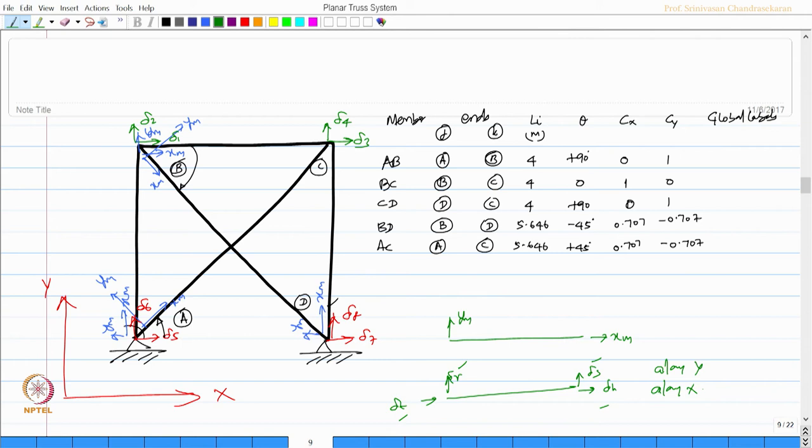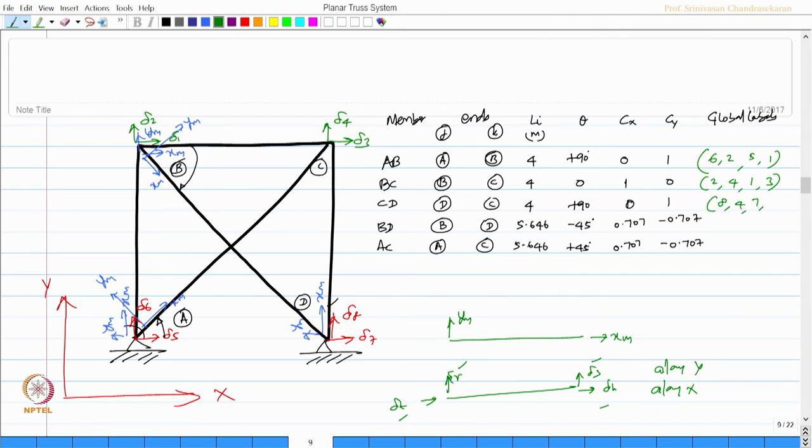So, now let us look at the member AB. First two labels are along Y, global Y. So, 6 and 2 are the labels. The next two labels are along X, so it is 5 and 1. Okay. Similarly, for the member BC, you can write now 2, 4, 1, 3, that is along Y and then along X. Similarly, for the member CD, the D is here, therefore, 8, 4, 7, 3.